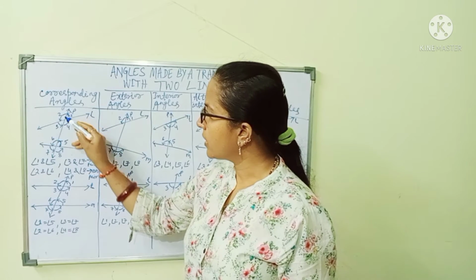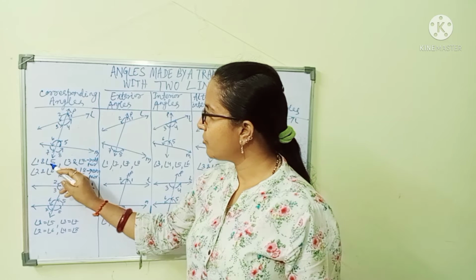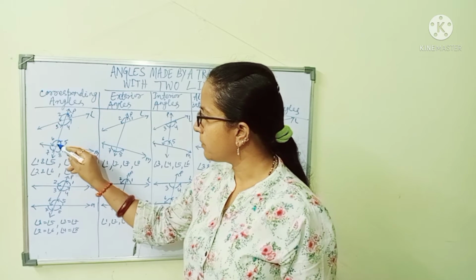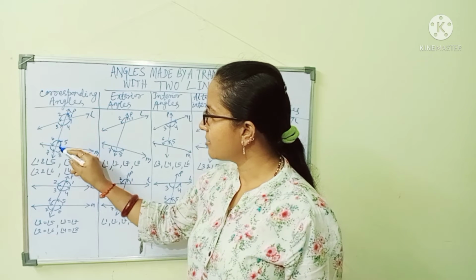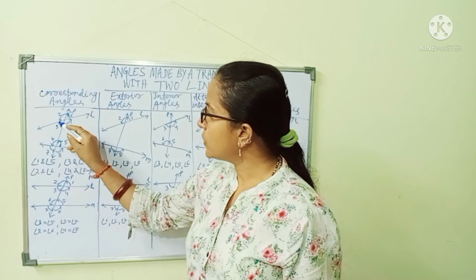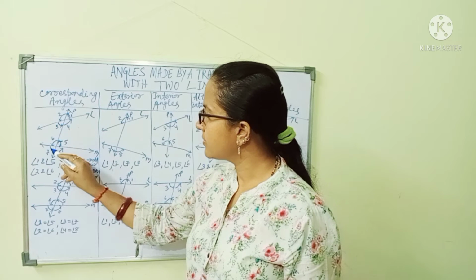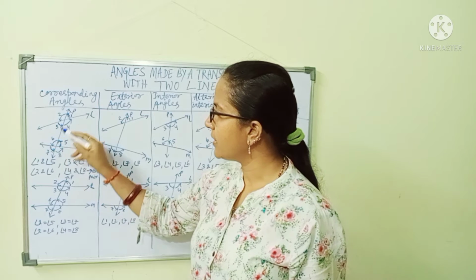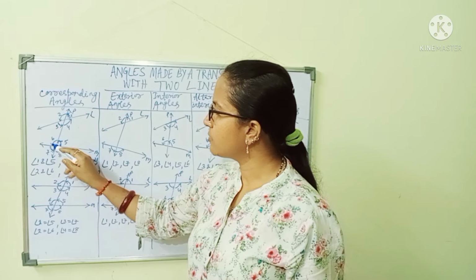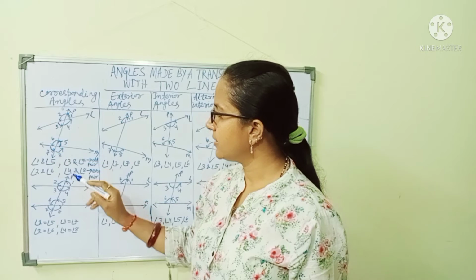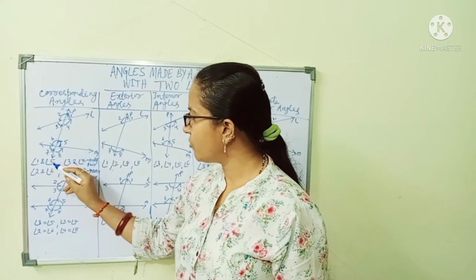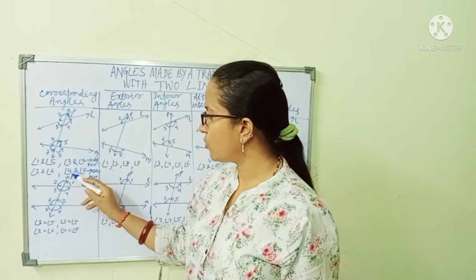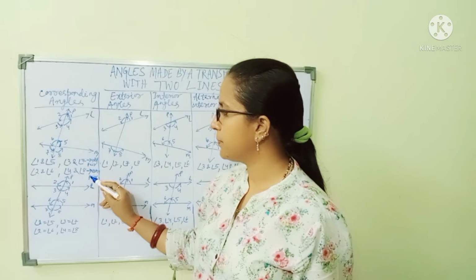Here the corresponding angles are 1 and 5. This is the first angle and this is the fifth angle. So these two angles are corresponding angles. And 3 and 7 are also corresponding angles. 2 and 6 are corresponding angles. 4 and 8 are corresponding angles. And 1 and 5, 3 and 7 are the odd pair. 2 and 6, 4 and 8 are the even pair.